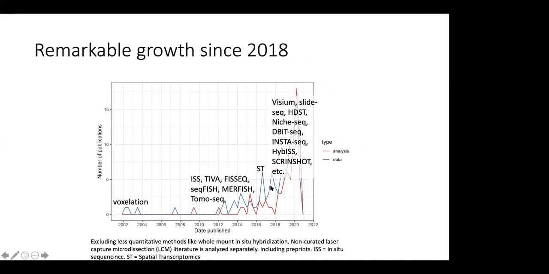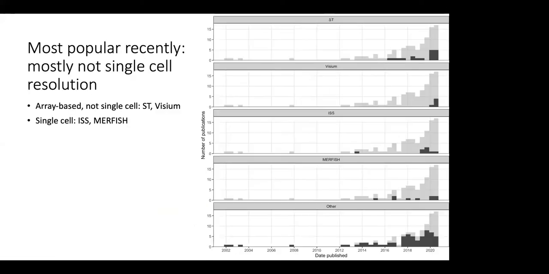So especially recently, given this growth, which of these technologies are more commonly used? And we see here that the ones that see the most growth are ST and Visium, which are array-based and not single-cell resolution. But for single-cell resolution ones, ISS and MERFISH were used more recently, and there is seqFISH, which however hasn't been used very recently.